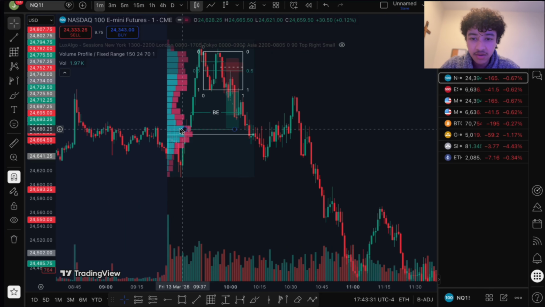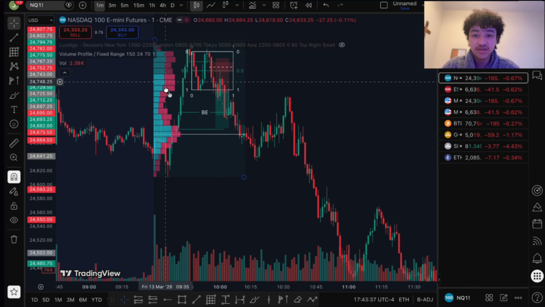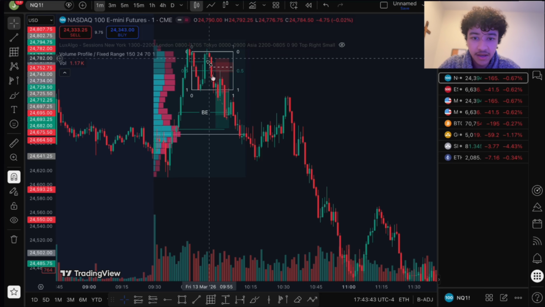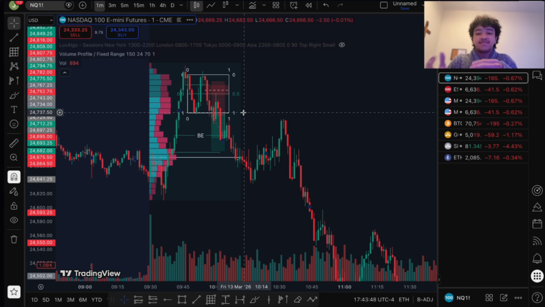You can see here there was a lot of buying. This blue means buy and the red means sell. And you can see there was a lot of selling within this area. In my opinion, a lot more selling than buying. You can see there was a lot of selling because what happened? It went all the way down. Price usually acts as a magnet.